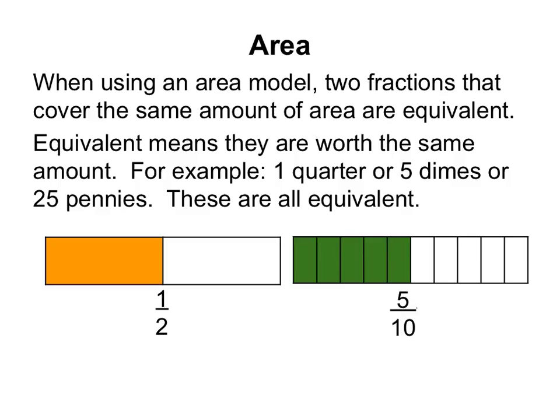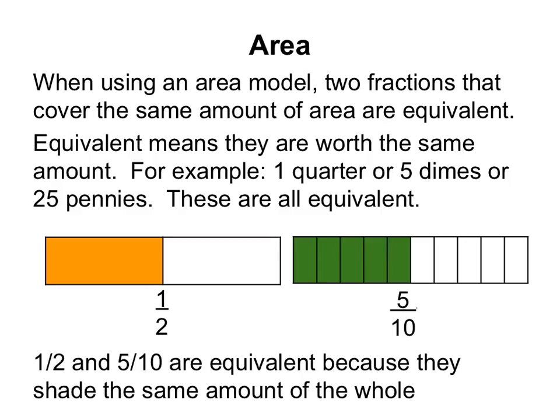So here's an area model showing a half. So this orange or yellow area is a half. Then this green area is showing 5/10. So notice I broke this up into 10 equal parts, and then I shaded 5 of them. The two wholes, the two rectangles, are exactly the same, and they have shaded in the same amount. So this area model shows that 1/2 and 5/10 are equivalent because they've shaded the same amount of the whole. And I drew them so that the wholes were the same size, so it was much easier for me to see.